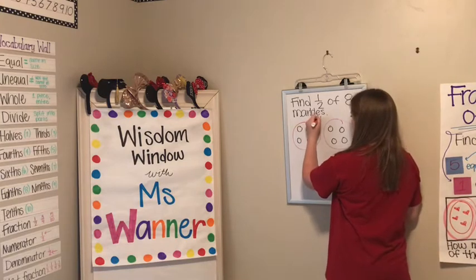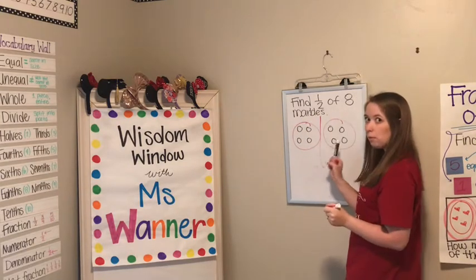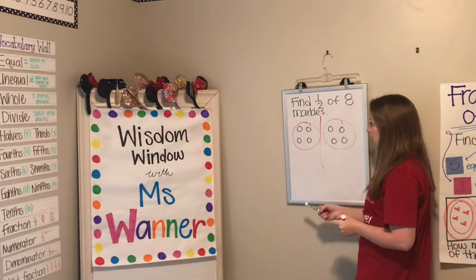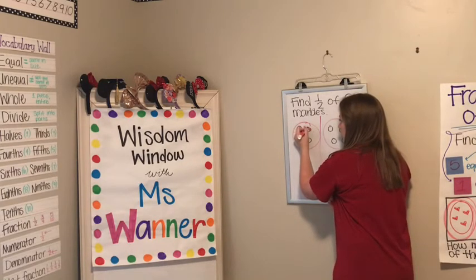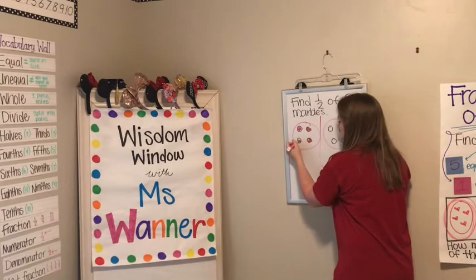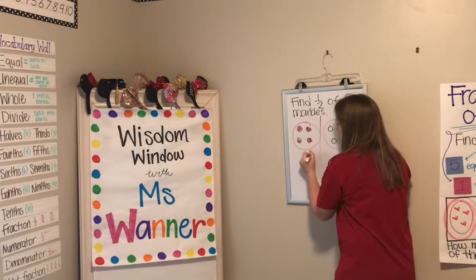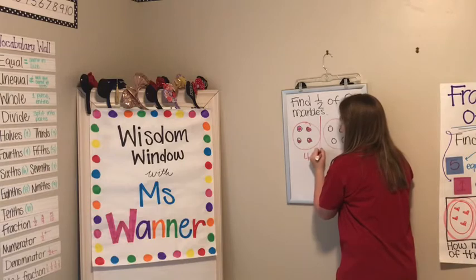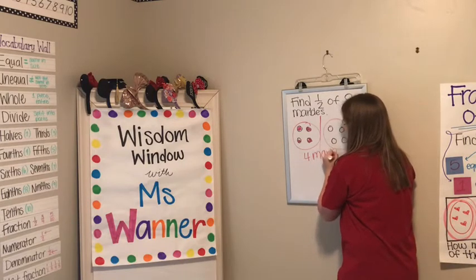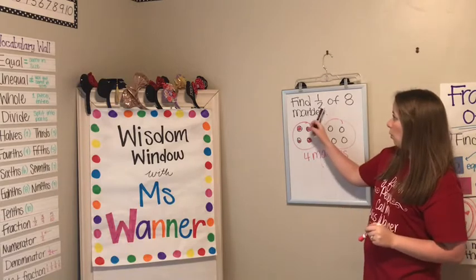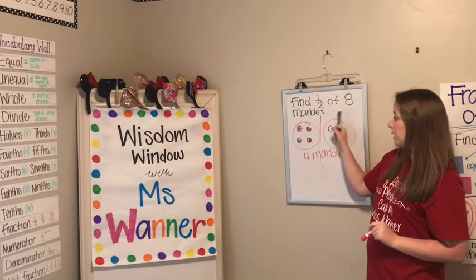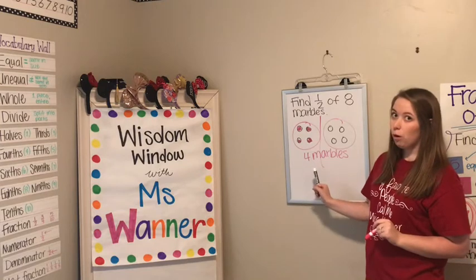So if we were to split this down the middle, this is our total number of parts. We're going to split that down the middle. So there are how many marbles on this side? We have 1, 2, 3, and 4. There are 4 marbles. Okay. So 1/2 of 8 marbles is 4 marbles.